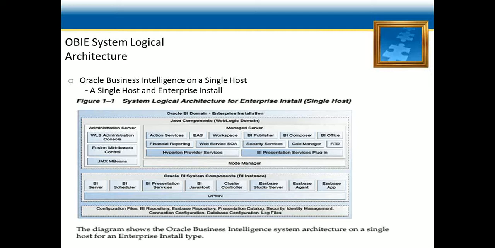I'm explaining the logical structure for a single host and enterprise install. You can install OBI on a single host using either an enterprise install type or a simple install type. The architecture slightly depends on the install type. In an enterprise install, it will have some components installed: Java component, administration server, managed server, node manager, and system components. I'll explain these one by one.